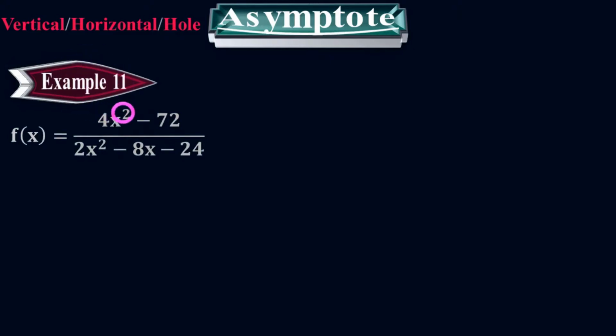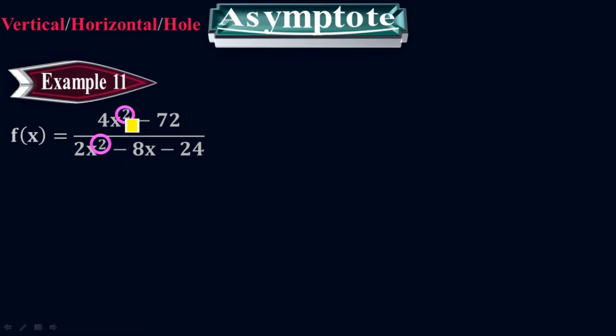Example number 11. f of x equals (4x squared minus 72) over (2x squared minus 8x minus 24). Identify the degree of the numerator and the degree of the denominator. Look, the leading variable is x squared in the numerator and x squared in the denominator. The degree of the numerator equals the degree of the denominator.